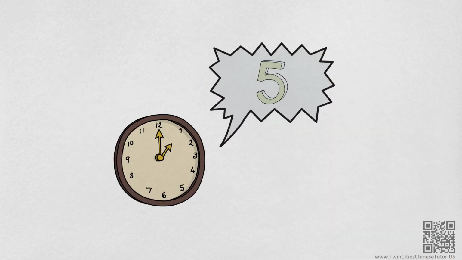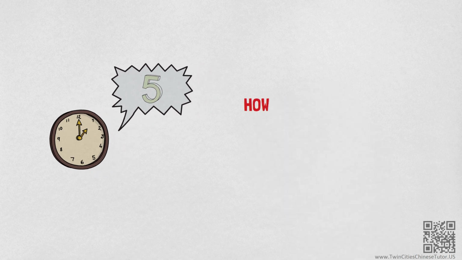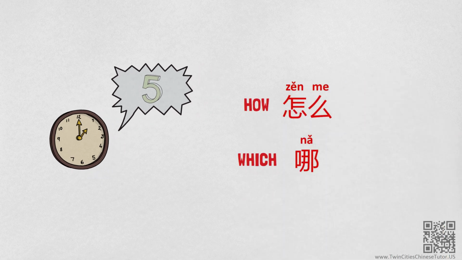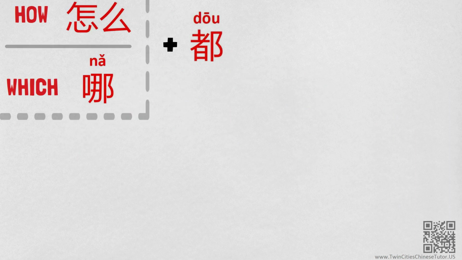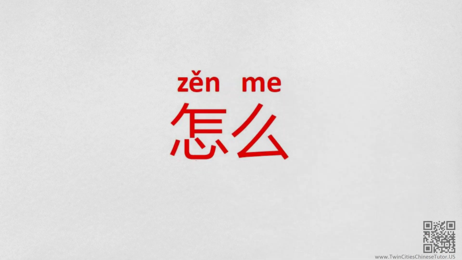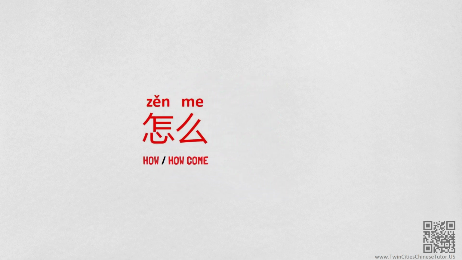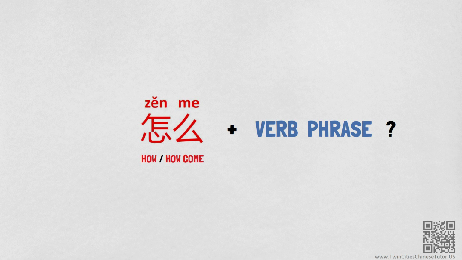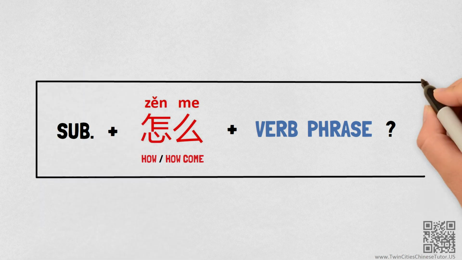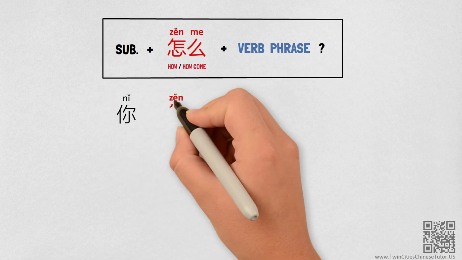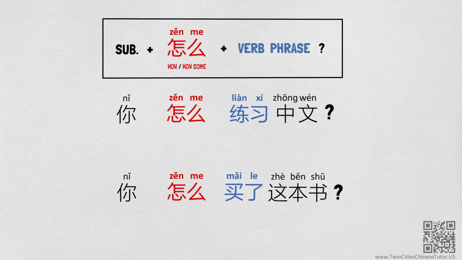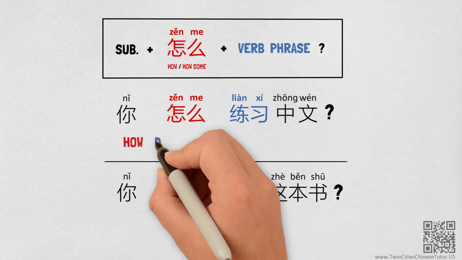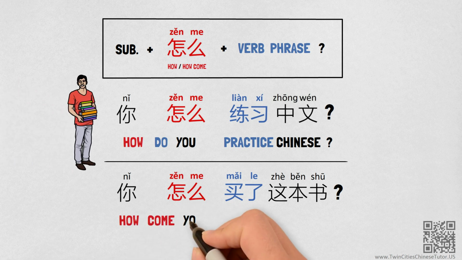In the next 5 minutes, let's learn about how the Chinese question words of how and which, 怎么 and 哪, are used in the question word plus do pattern. Let's start. In Chinese questions, the question word 怎么 usually means how or how come. When used in questions, we usually see it being placed before the verb phrase and either before or after the subject. If you hear David ask, 你怎么练习中文? 你怎么买了这本书? The English translation is, How do you practice Chinese? How come you bought this book?